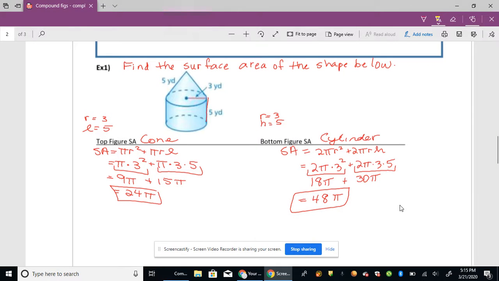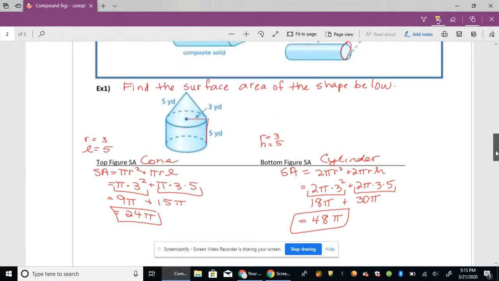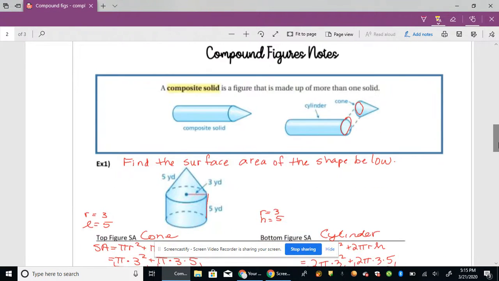Hi, today we're going to find the composite area when you're doing surface area. That means it's like two or more shapes put together, but sometimes they have overlapping areas, and we have to deal with that within the problems. So let's jump into this.